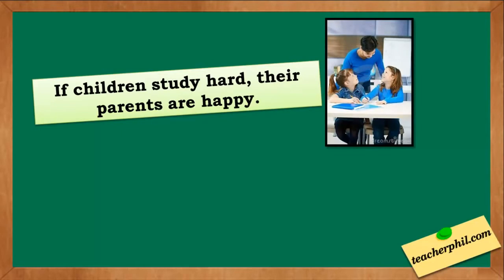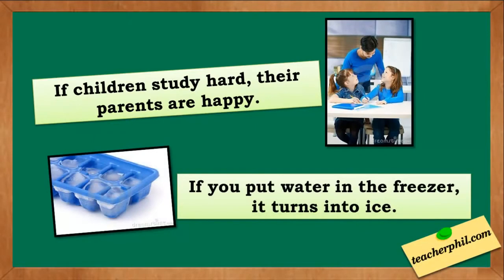If children study hard, their parents are happy. If you put water in the freezer, it turns into ice. The if clauses here are, if children study hard, and if you put water in the freezer. The result clauses are, their parents are happy, and it turns into ice.